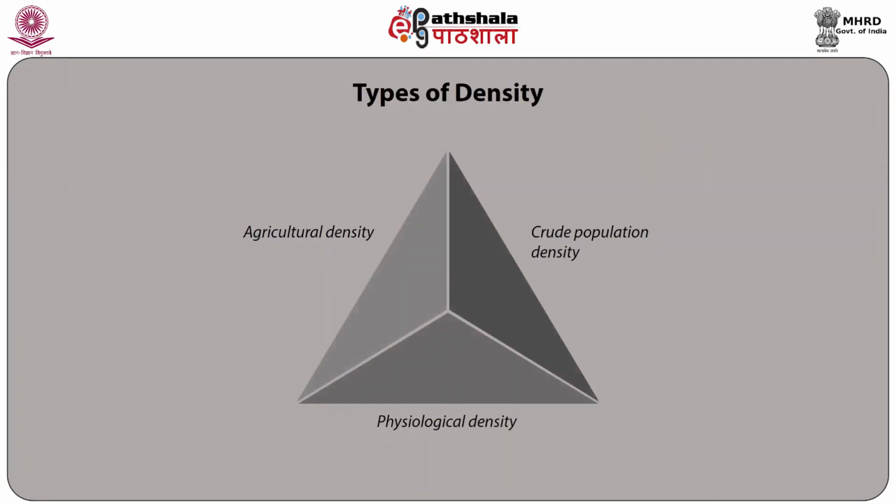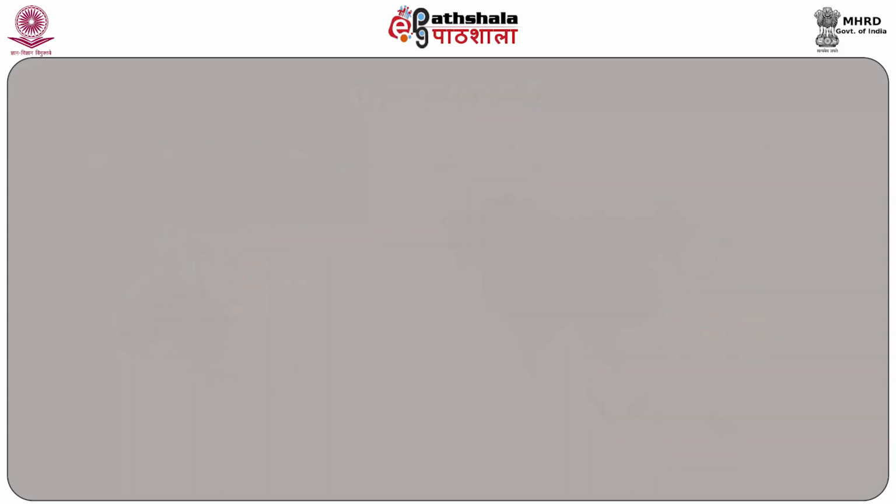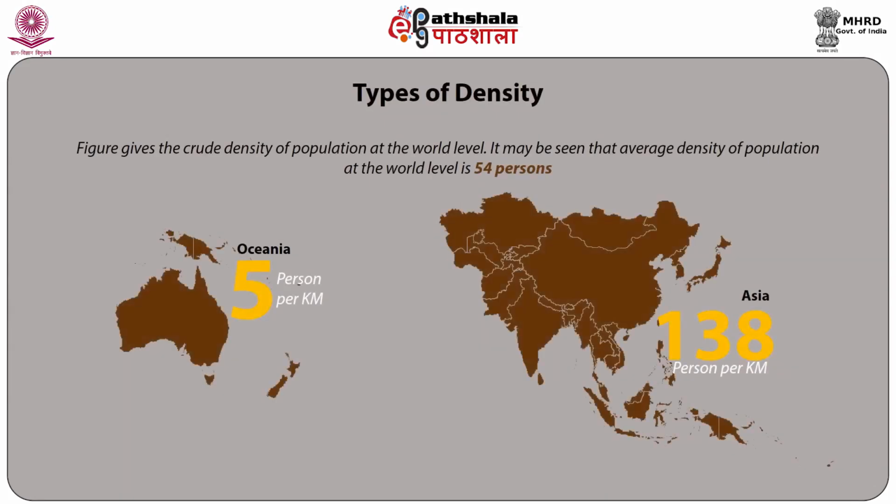The types of density are crude population density, that is the ratio of population to area, generally measured as persons per square kilometer; physiological density, that is the ratio of population to cultivable area; and agricultural density, that is the ratio of agricultural population or rural population to cultivable area. Figure gives the crude density of population at the world level.